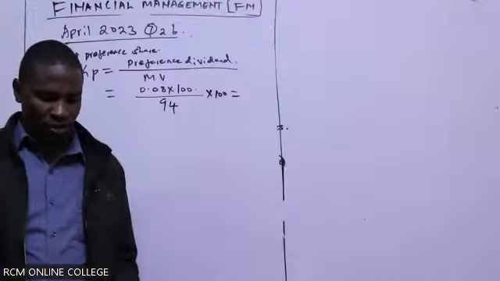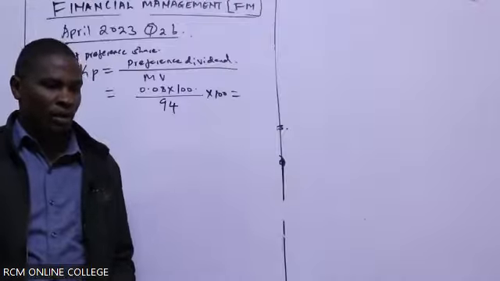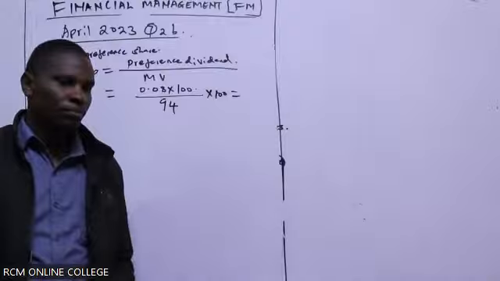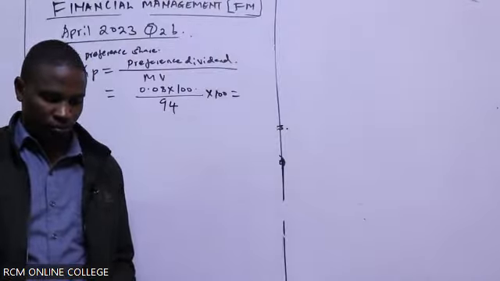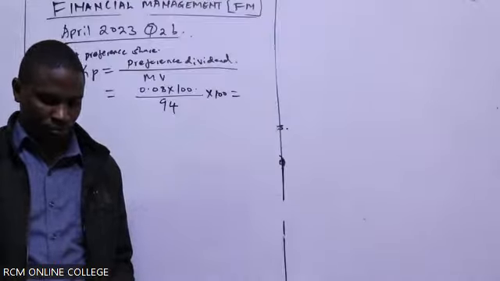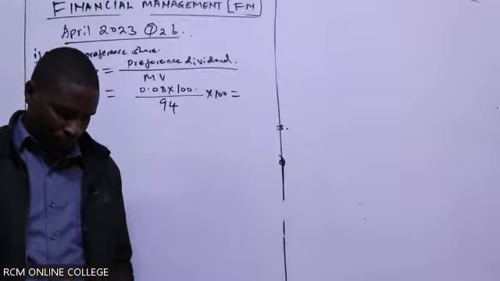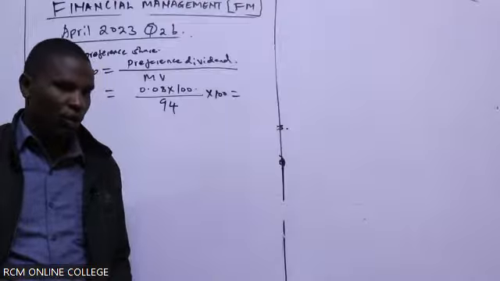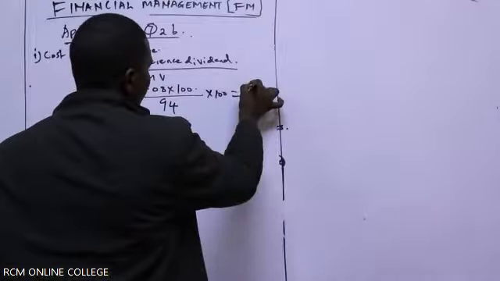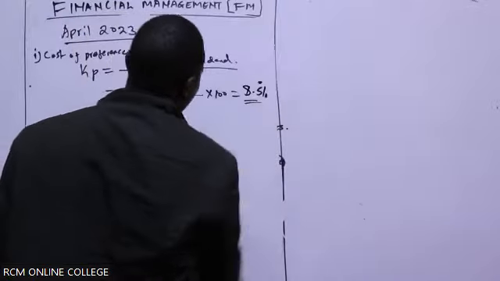Then we go to KD or KE. What is our KP? How much do you get? Write that down. The cost of preference share is 8.51%. 8.51, 8.5%. Now we're done with that.